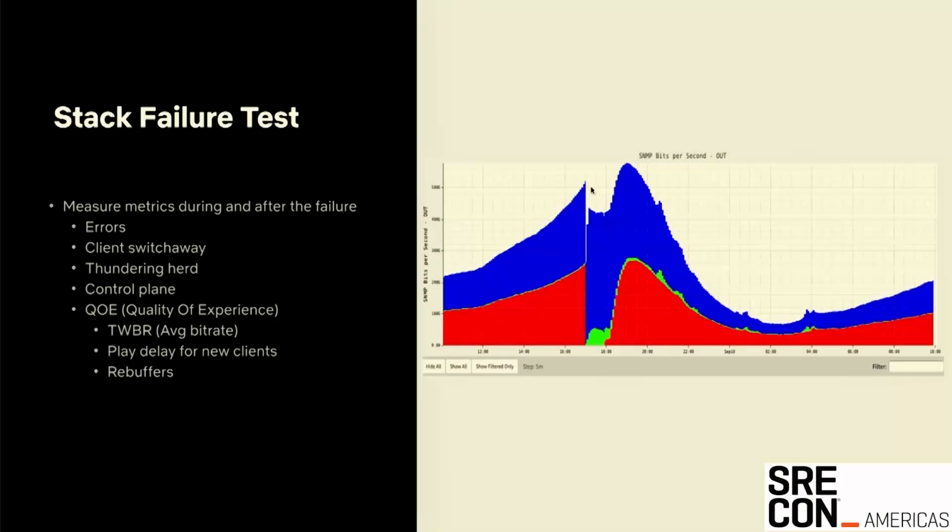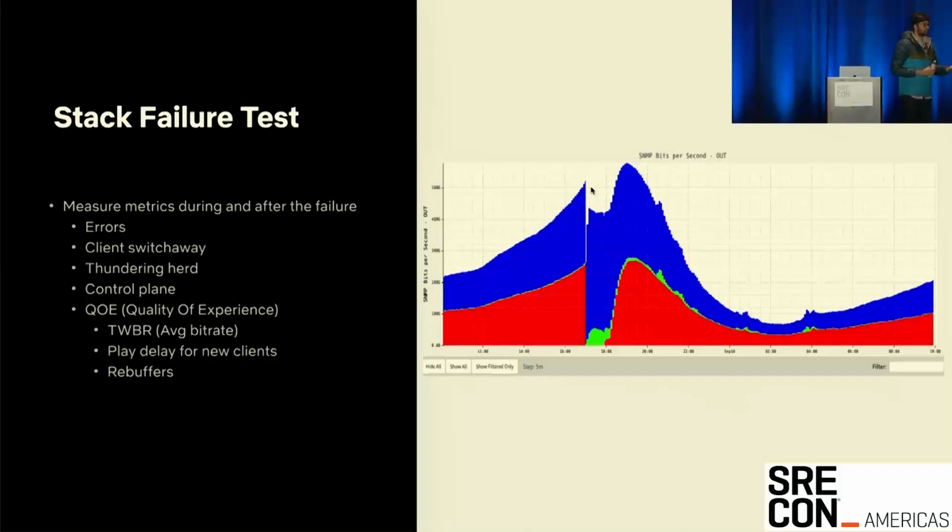So on the right side is a graph of a site with about 500 gigs of traffic. There is stack A and stack B. You pick a time just before peak and fail a stack, and you see the clients automatically switching away to the secondary stack, and you make sure that we don't drop 200 or 300 gigs of traffic on the floor.